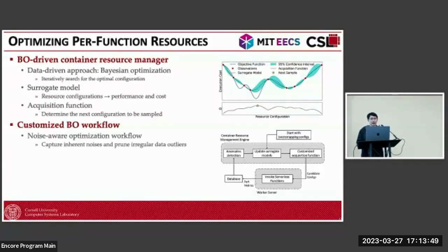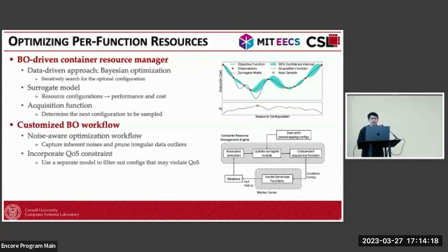So first, in our optimization workflow, we take noise and uncertainty into account by design. AQUATOPE uses noise-aware surrogate models and acquisition functions to account for inherent Gaussian noise, and uses an anomaly detection mechanism to prune the non-Gaussian data outliers, which can be caused by resource contention, network instability, or background interfering jobs. So this can help the AQUATOPE performance model to remain robust in the presence of cloud noise and data outliers.